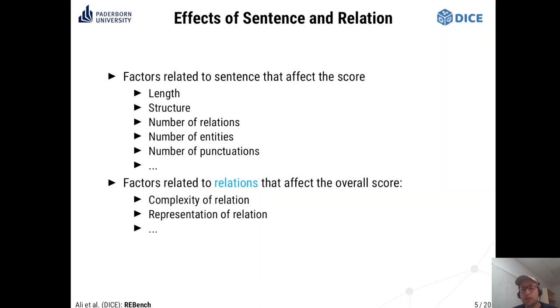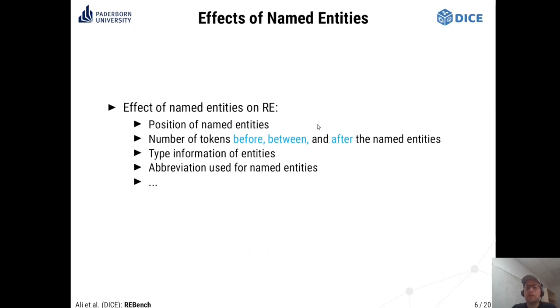And representation of relation, like in some data sets, the representation for founder and founders, both actually mean the same thing. But literature shows that they affect the overall F1 score. Apart from them, named entities in a sentence also affect the overall scores. Position of named entities, number of tokens between the named entities, after and before the named entities, and some type information, all those things actually affect the overall F score.